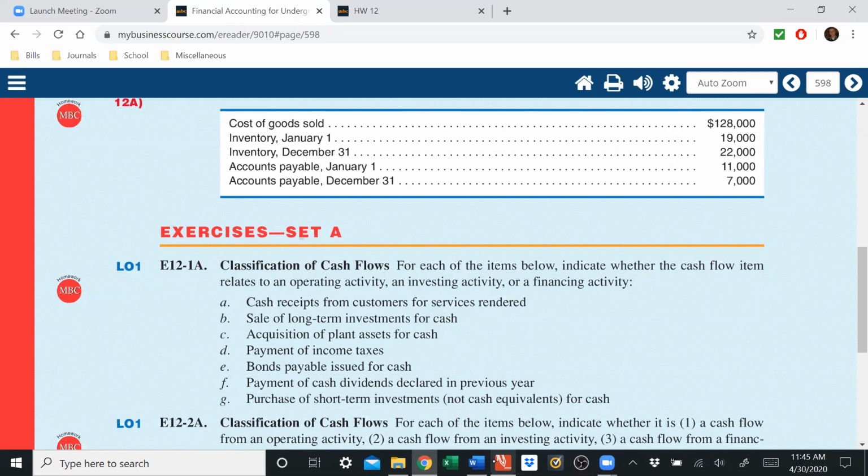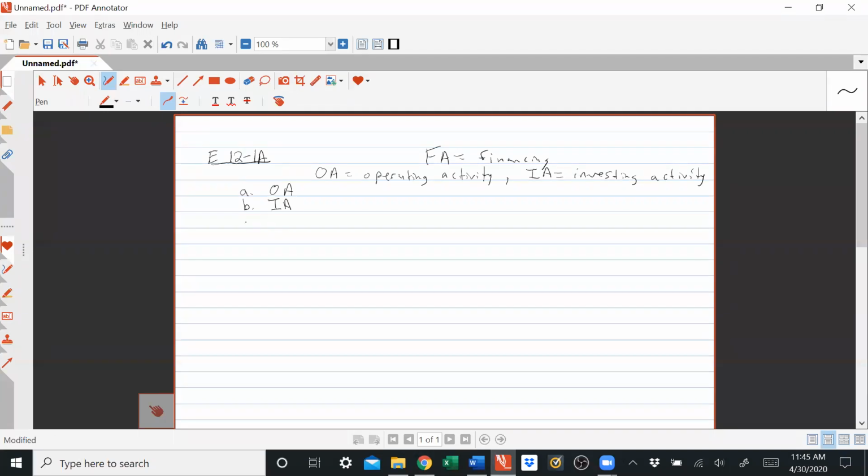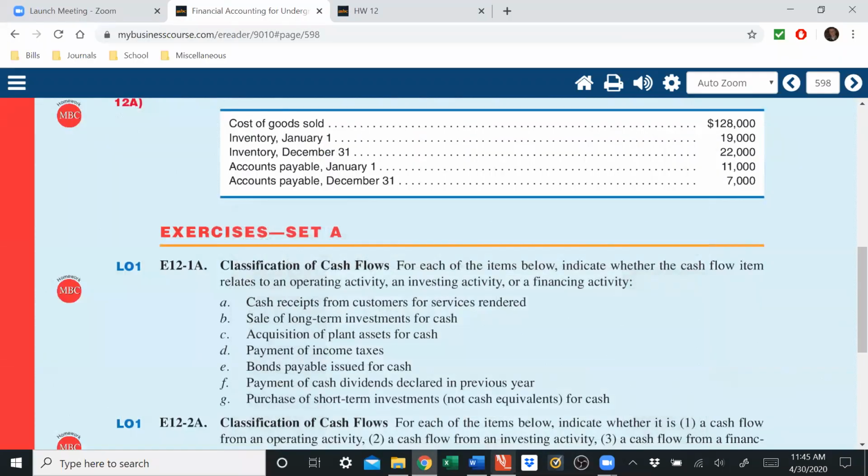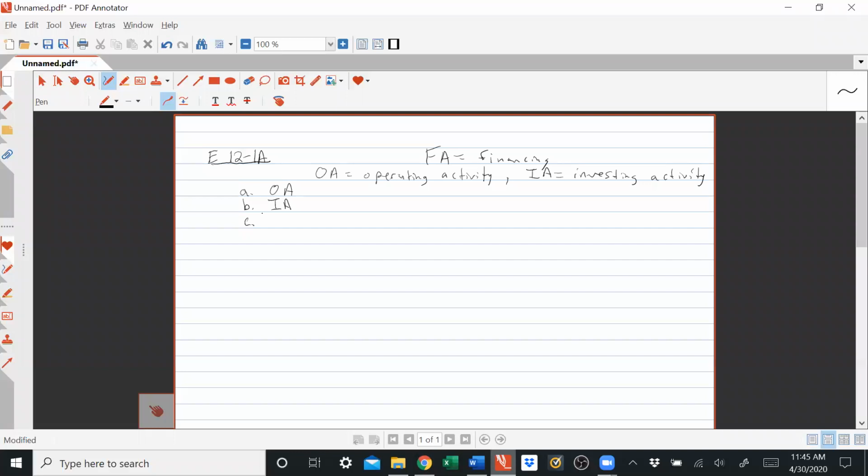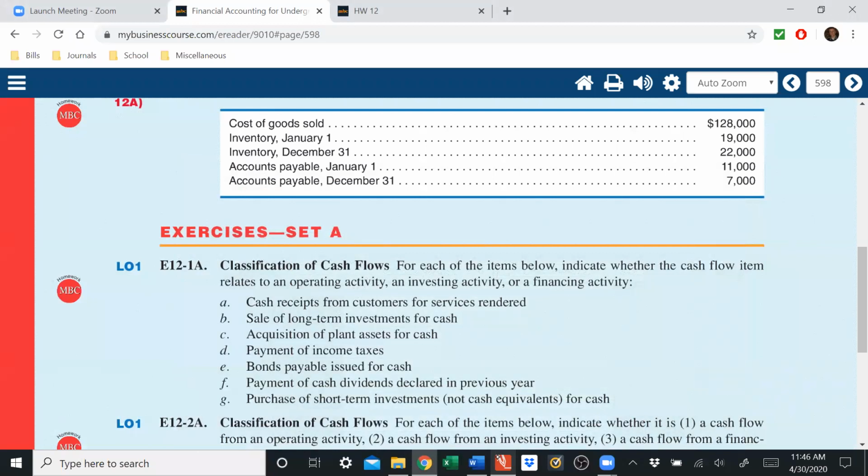Part B, when we sell a long-term investment and receive cash, so the cash inflow. Oh, pretty obvious, that's an investing activity. C, when we purchase, excuse me, when we purchase plant assets, it's a cash outflow for the purchase of a long-term asset. So those go in the investing activities section. When we pay income taxes, that's part of normal operations. We're taxed on our income from normal operations. So paying income taxes is an operating activity.